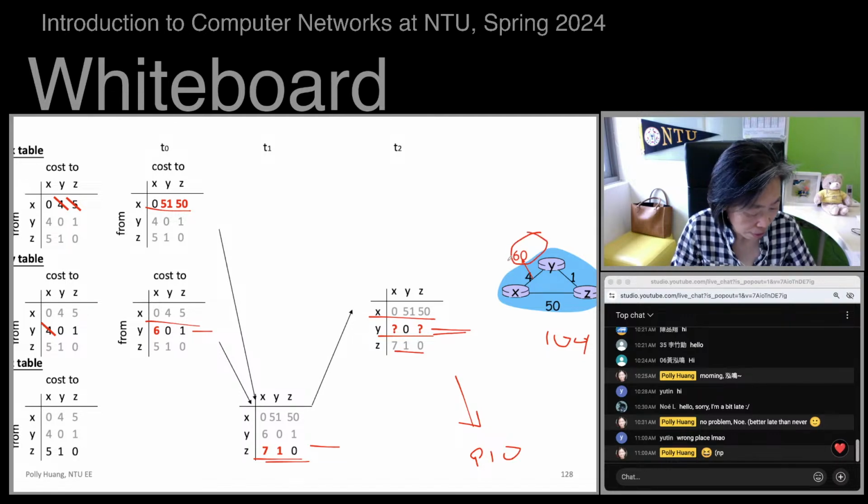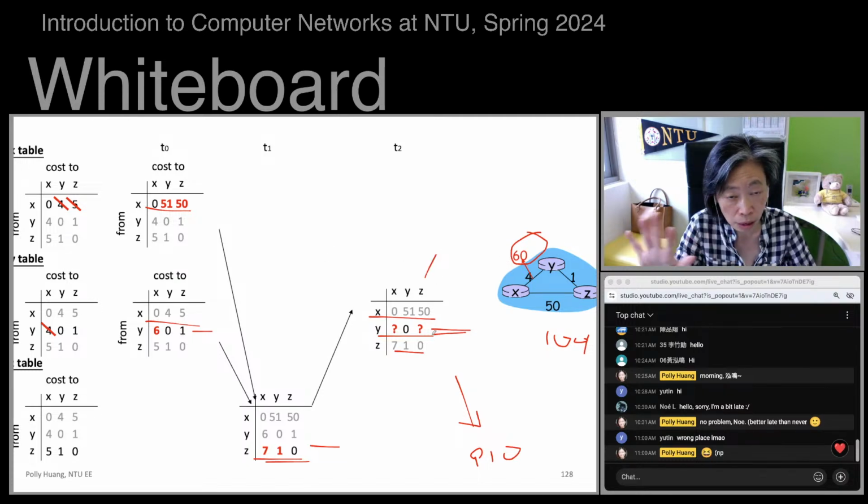Okay, so let me play this video, which shows how Polly derives Y's table at T2, and Polly is going to explain further how come it takes 44 iterations for bad news to finally converge.